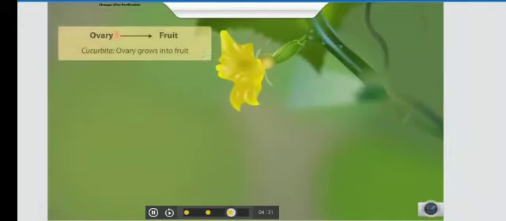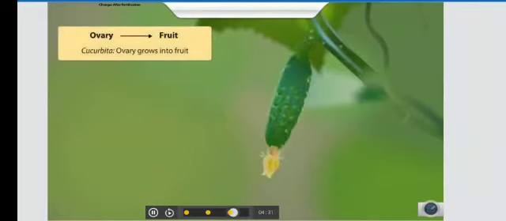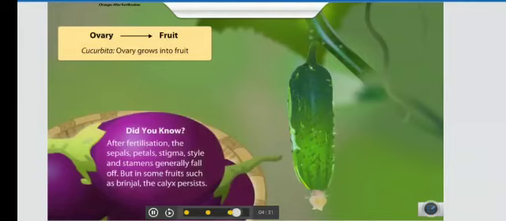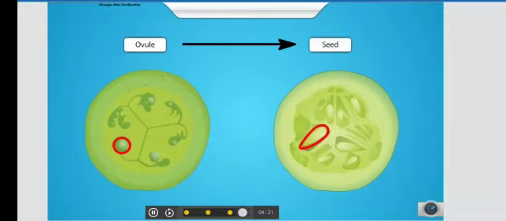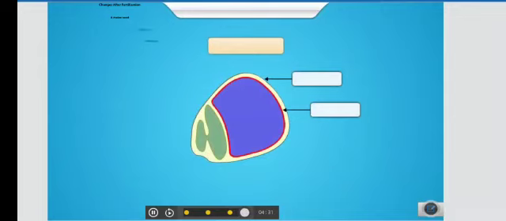After fertilization, the ovary grows into the fruit. The ovule transforms into the seed. A seed contains the endosperm, a nutrition storage tissue formed from the endosperm nucleus.